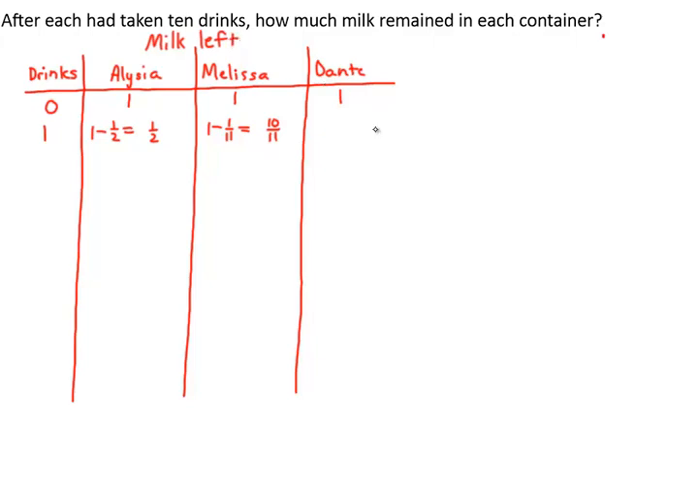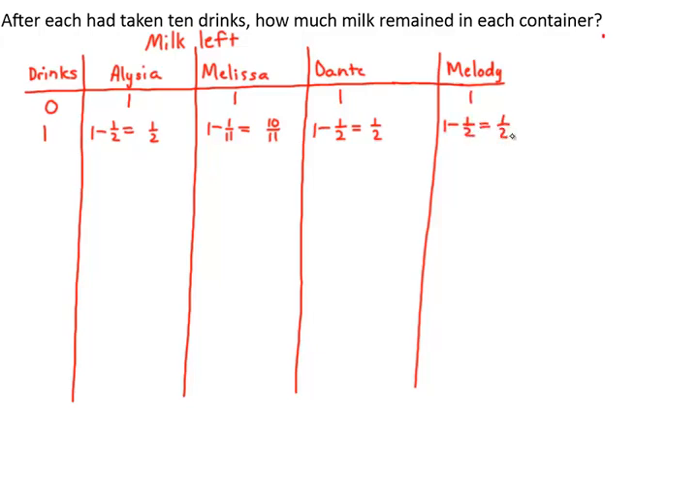Okay, I said Dante started by drinking 1/2 of his milk. So he drank 1/2, and so then that's 1/2 that's left. And I forgot about Melody. Better put her in there too. Melody started by drinking 1/2 of her milk. So she started with the gallon, and then she drank 1/2. So that means she has half left.